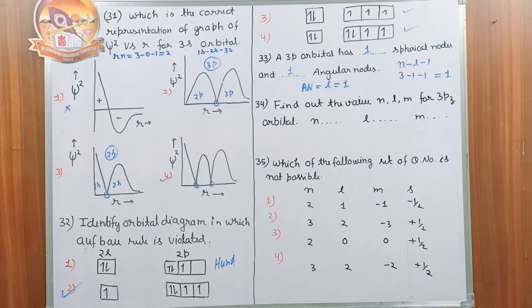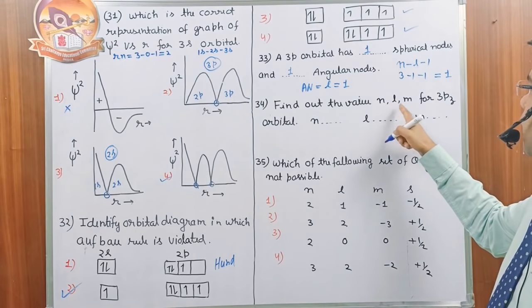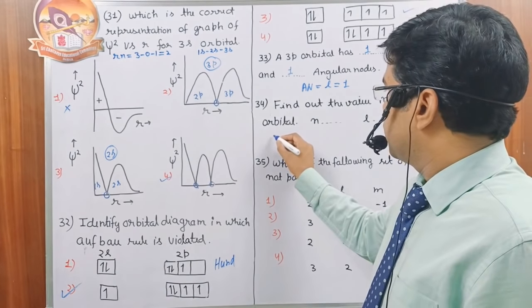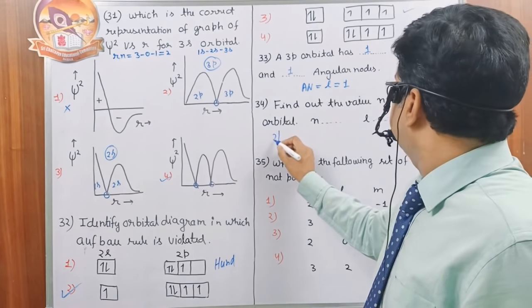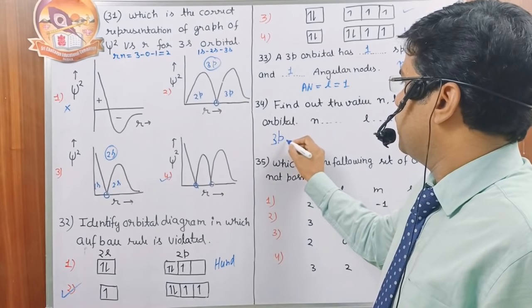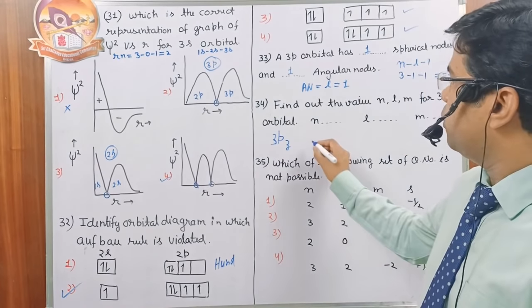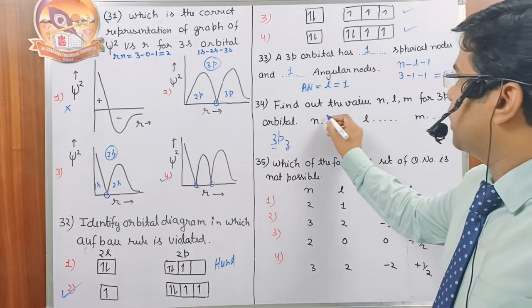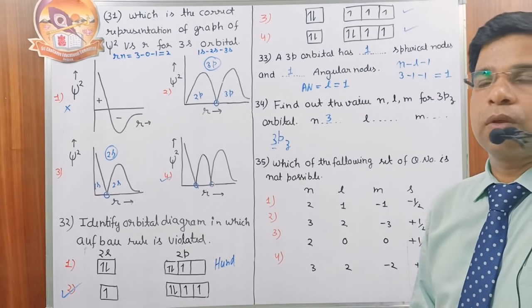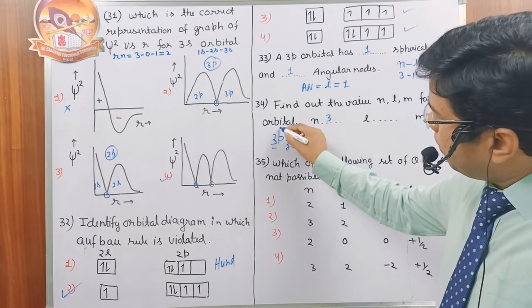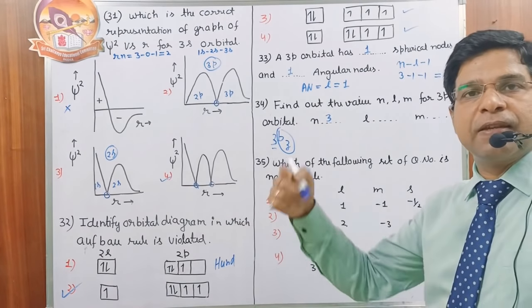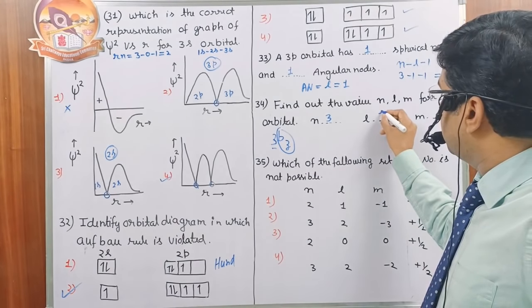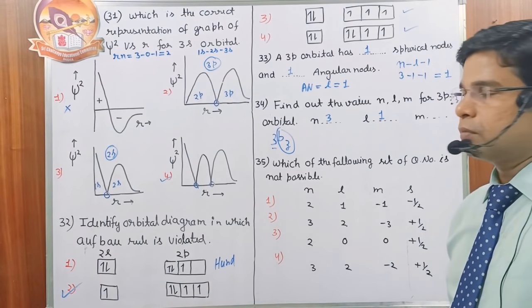Question number 34, find out the value of n, l, m for the 3pz orbital. Look, you see the 3pz orbital. The value of n is 3. Electron is present in the third shell. Now which subshell? P subshell we have, because pz orbital is only present in the p subshell. And for the p subshell, what is the azimuthal quantum number? 1.